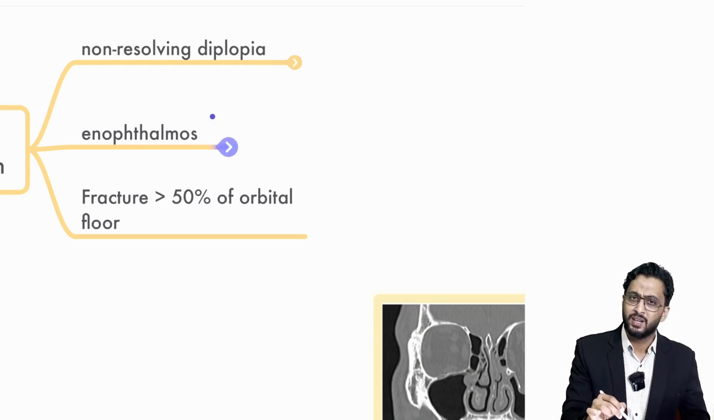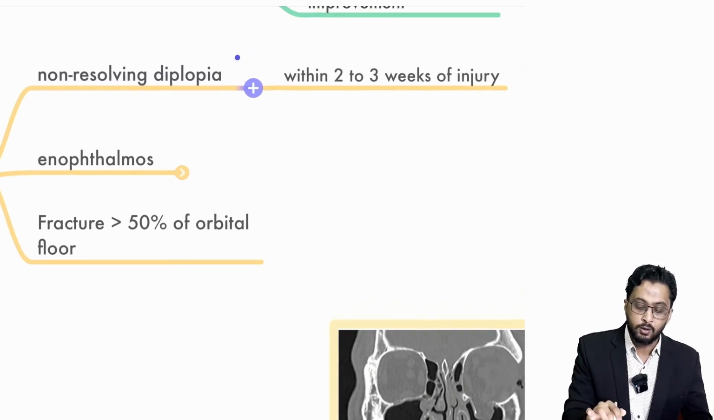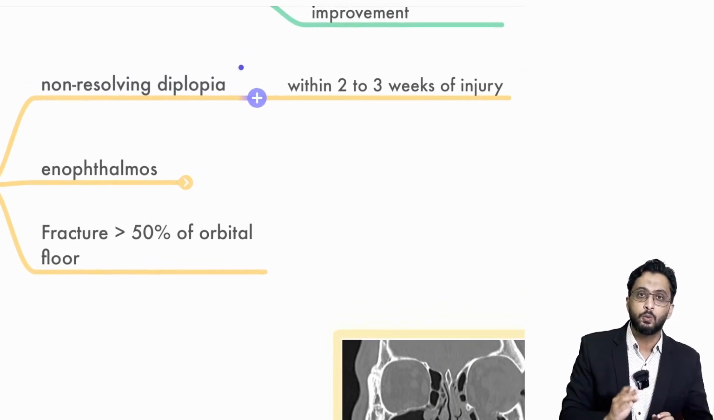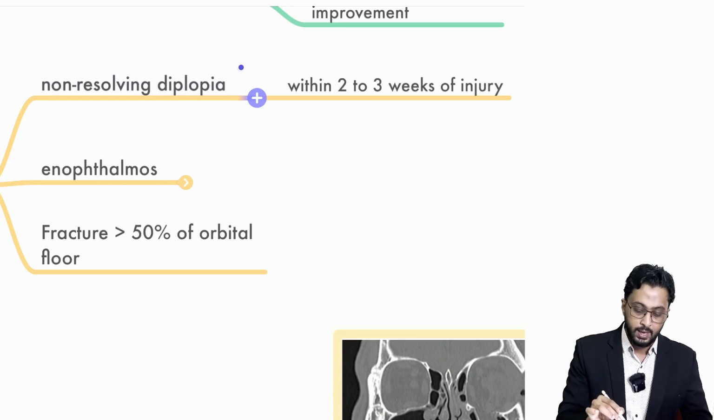Okay, diplopia and enophthalmos, which is very severe. And how do you know that it is very severe? Because unless you surgically open it, you don't know if it is greater than 50% fractured or not. So that is kind of theoretical. More practical is, if there is non-resolving diplopia even after 2 to 3 weeks of injury, still there is diplopia, then it means greater than 50% of the orbital floor is fractured, or it's a more severe injury.